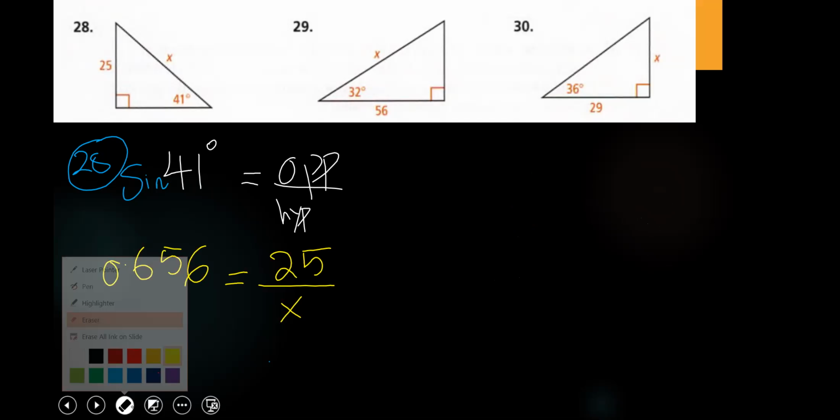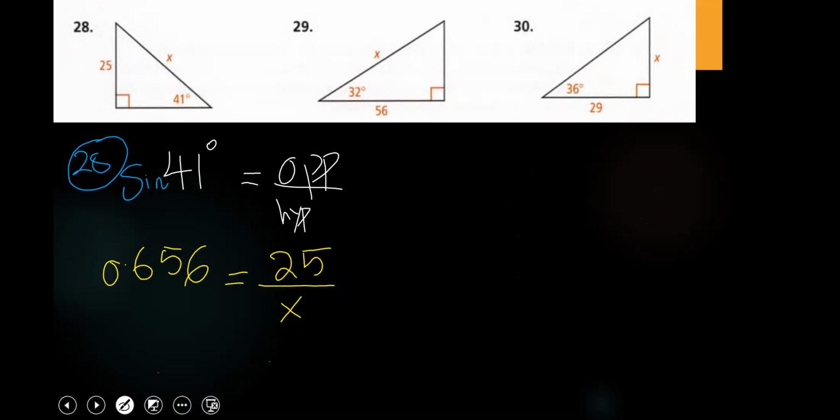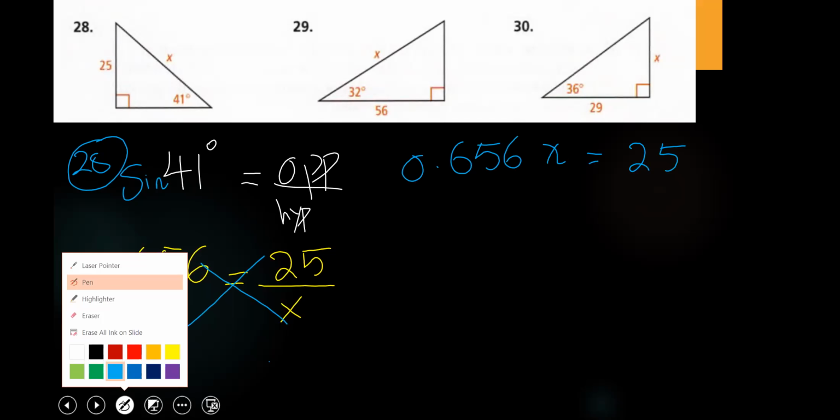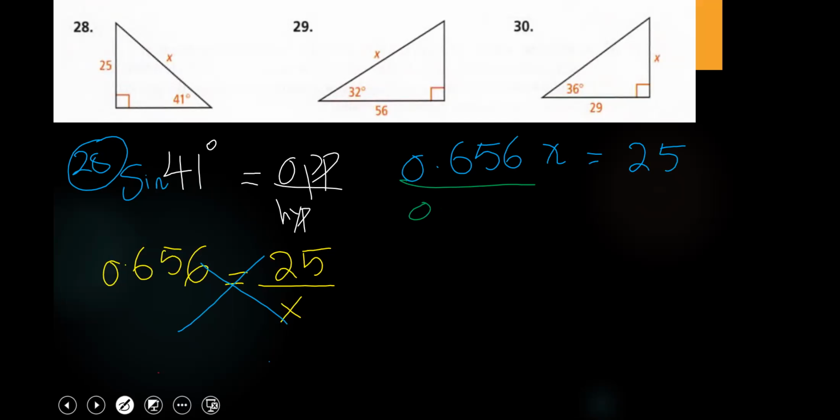So the 3 steps here are, the first one, write just the ratio, then evaluate, then cross product. Ratio, evaluate, cross product. So 0.656 times x equals 25. Then we have to divide by 0.656.